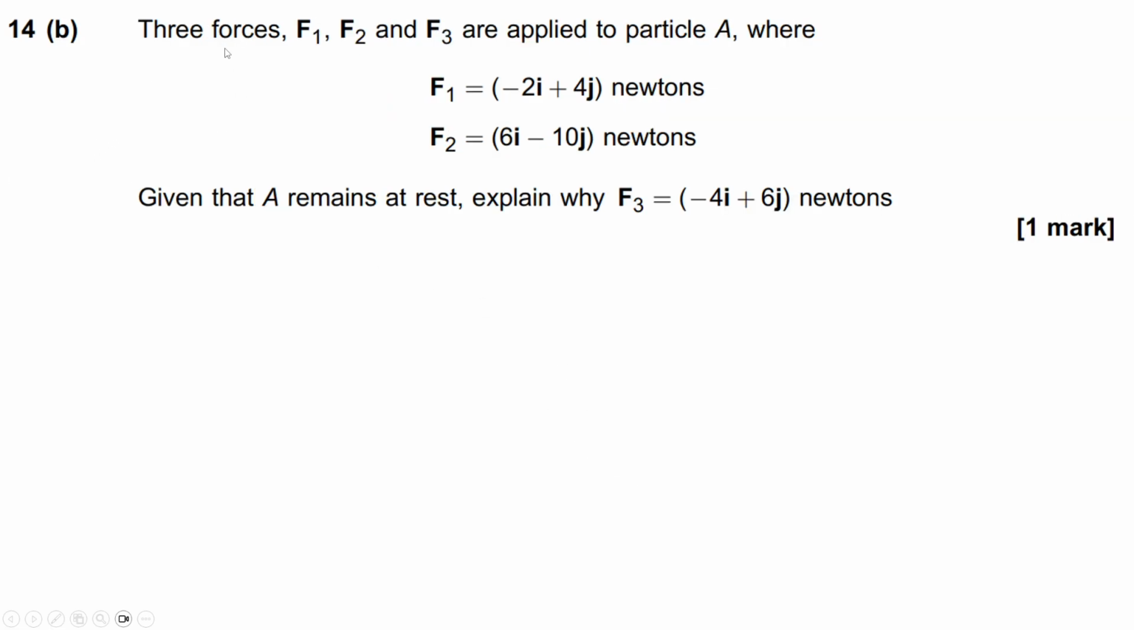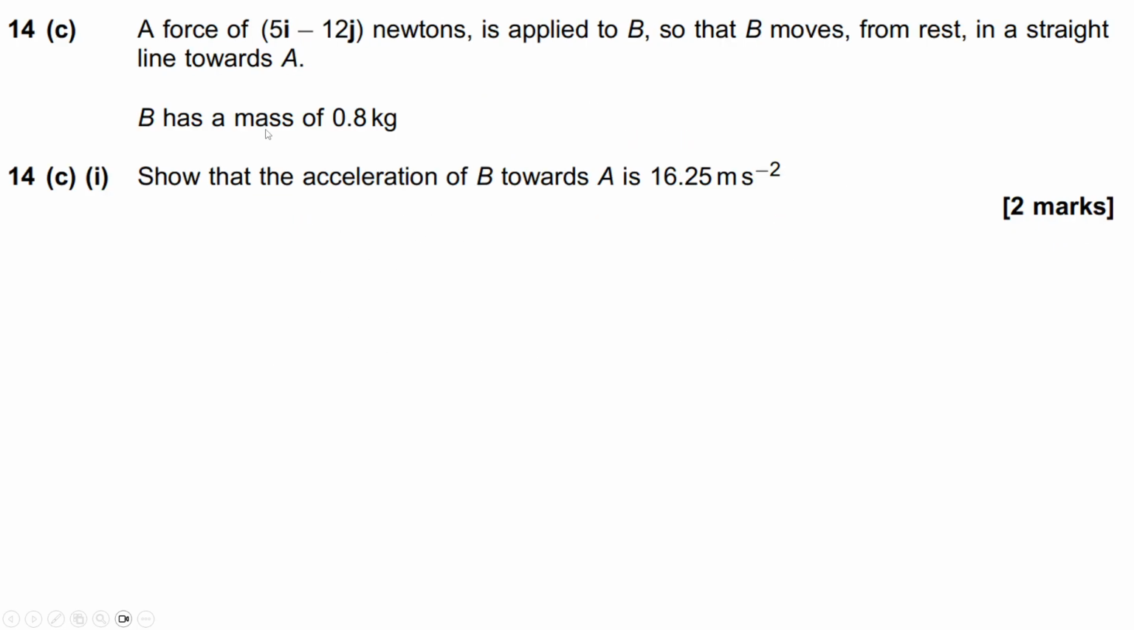You get 26. Three forces act on A. It remains at rest, so these must all cancel out. I've written this. This probably won't get you the mark, but I was just going quickly through this. But I'm hoping you can see that if you do 6i take away 2, you'll get 4. And then minus 10 plus 4 is minus 6. And it's the opposite of this, because 4 minus 4 will be 0, and then you'll have minus 6 plus 6, which will be 0. So then it keeps it at rest.